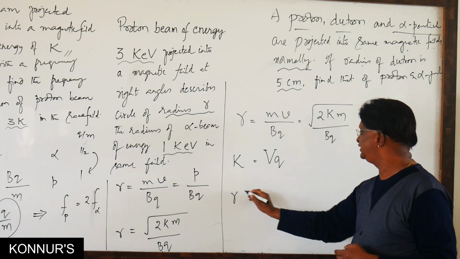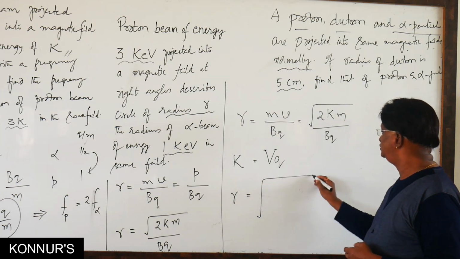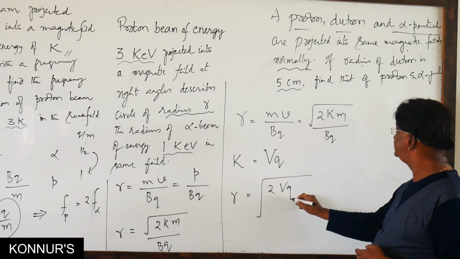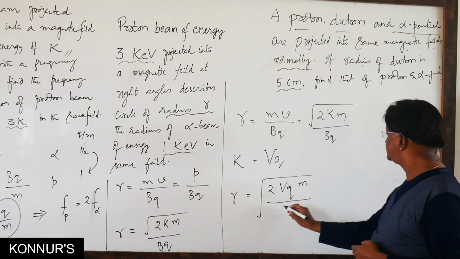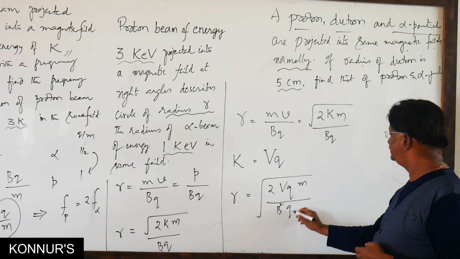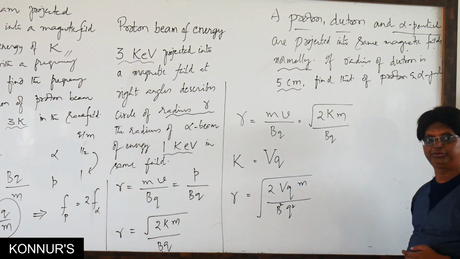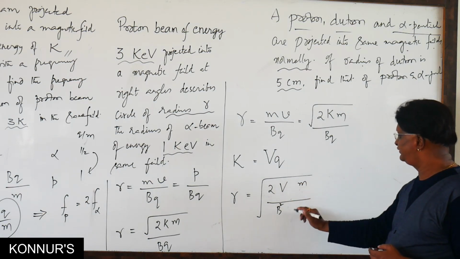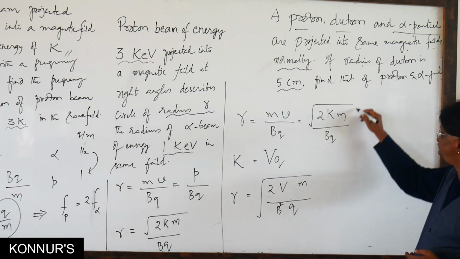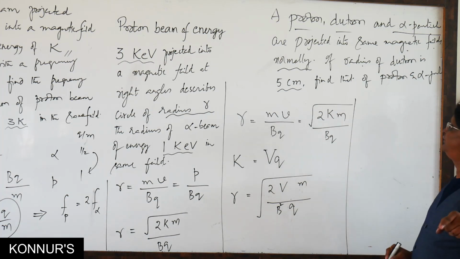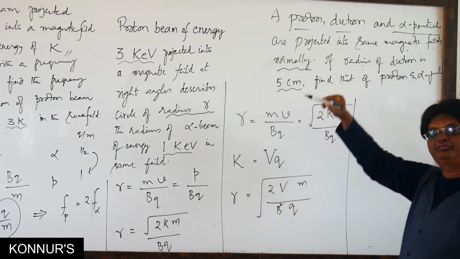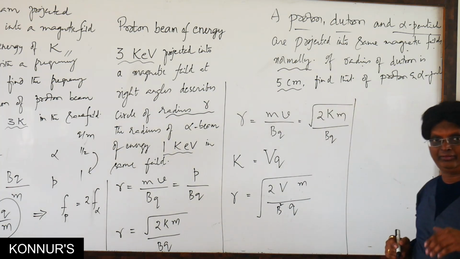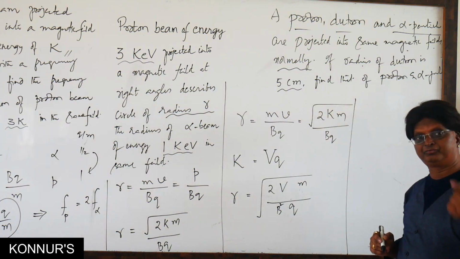Substitute. So our final expression is root of 2, K means Vq, right? m, and under root it will be B squared, Q squared, because I am writing everything under the square root. Therefore, this is our final expression. Now, in the given example, all of them are accelerated through the same electric field and then enter the same magnetic field as well.